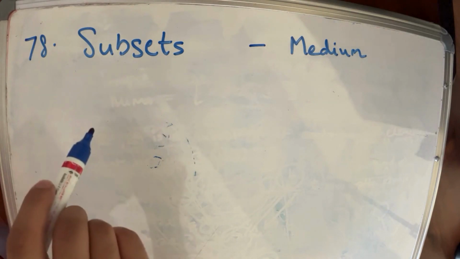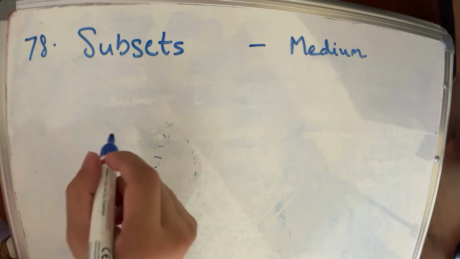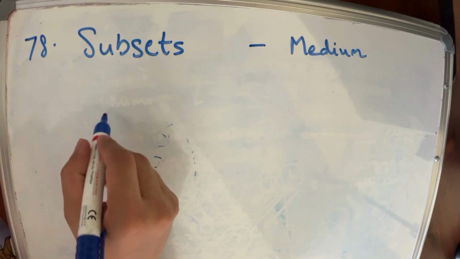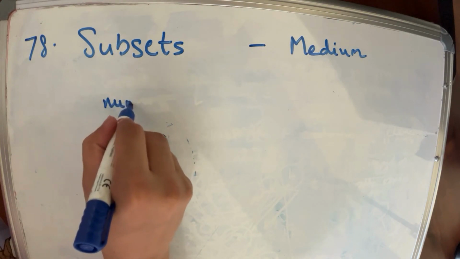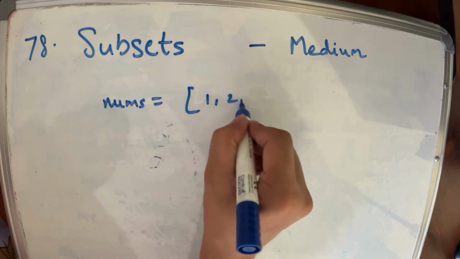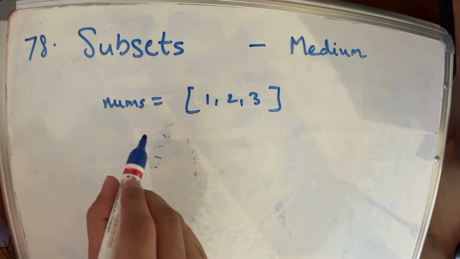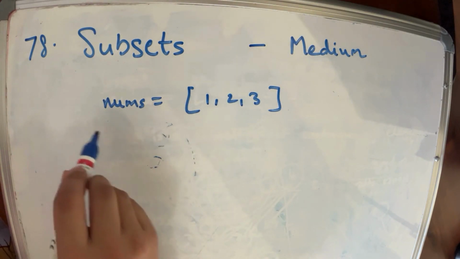Today's daily Leetcode challenge is subsets. It's a medium difficulty level. So basically, the question states that given a nums array, it can be empty or it can have some elements. We have to make all the subsets, basically a power set of this array.